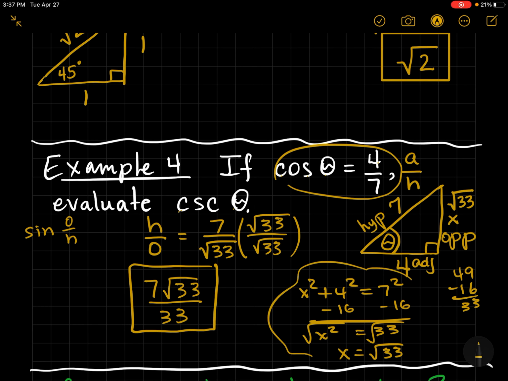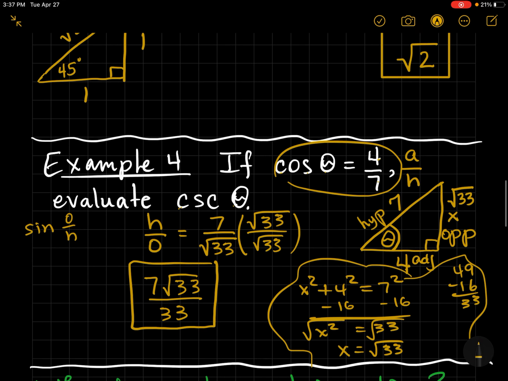Okay, so just to recap that process, I used Pythagorean's theorem to find my missing side. But first, I had to make up my own triangle by knowing that cosine is adjacent over hypotenuse. So I put the 4 on the adjacent side and the 7 on the hypotenuse.